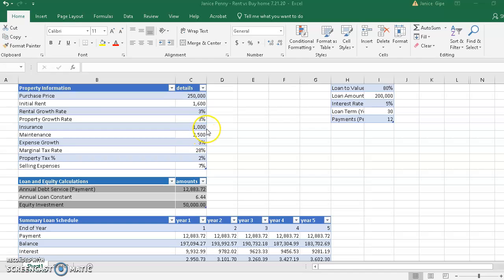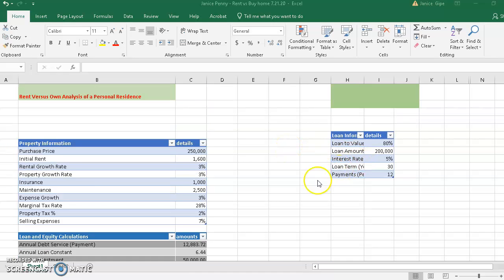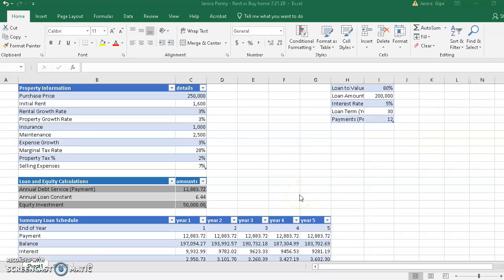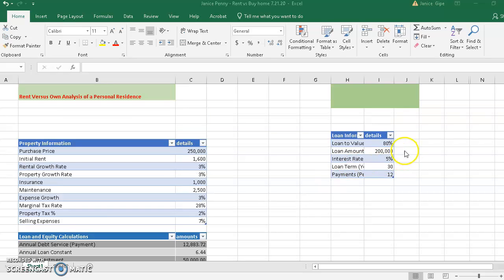And insurance is $1,000 for the home. Maintenance is $2,500, with an expense growth rate of 3%, a marginal tax rate of 28%, and property tax of 2%, with selling expenses at 7%. And the loan value is 80% of the purchase price.